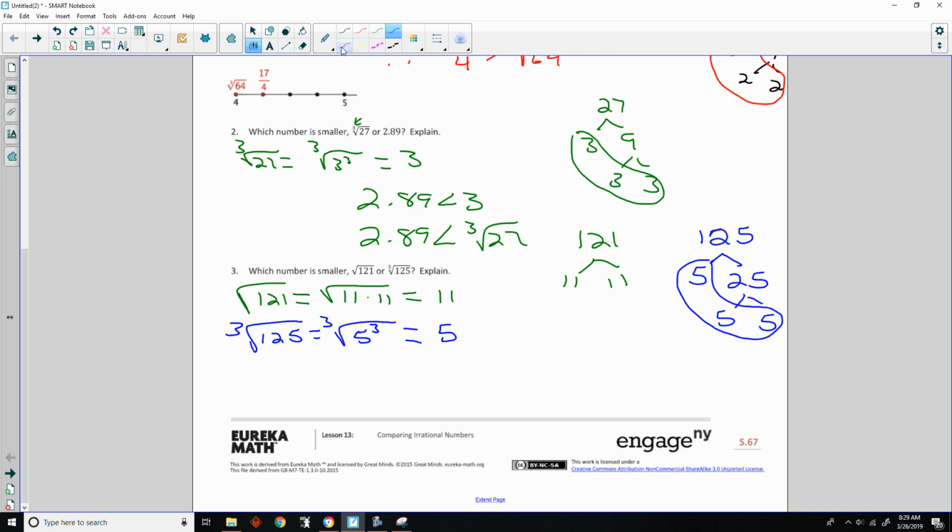So in answering the question, which number is smaller? 5 is less than 11, so therefore the cube root of 125 is less than the square root of 121.